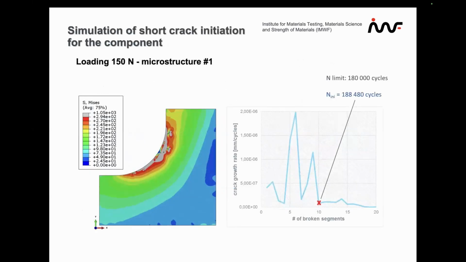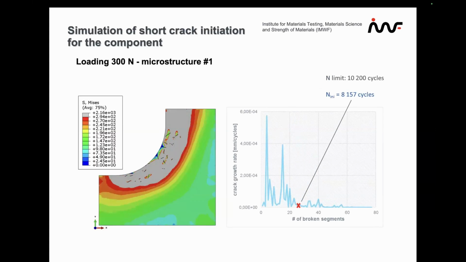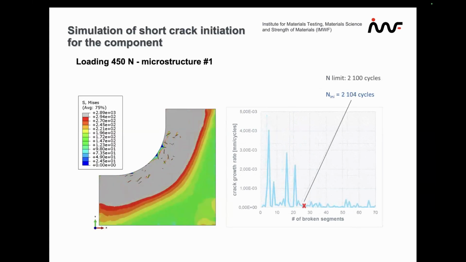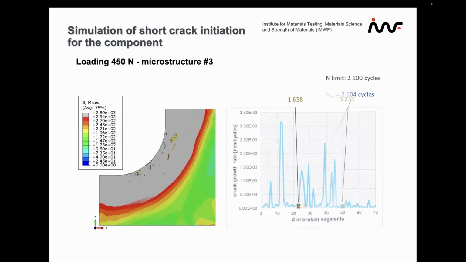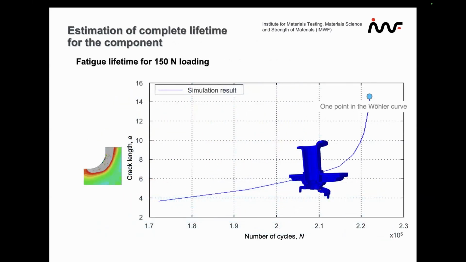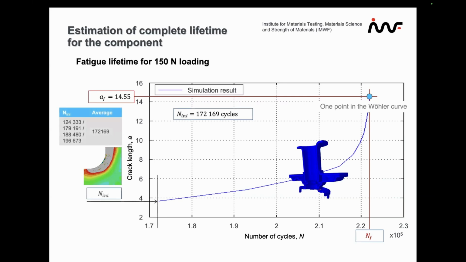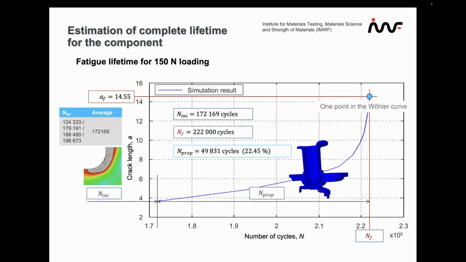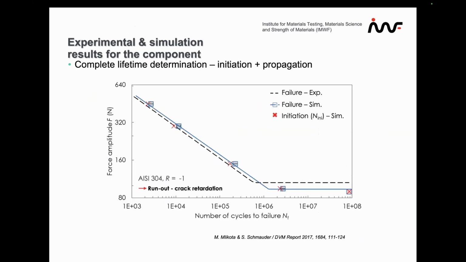For different loading levels, we see then cracks coming up in the microstructure in the critical notched regime: 150, 300 Newton, more cracks appearing, 450, even more cracks. For different microstructures, a similar crack situation, decaying of the crack propagation rate, and then going to the macroscopic crack, which is then finally leading to failure. And as I mentioned before, this gives us one point in the component Wöhler diagram in the end, with the discrimination of the number of cycles to failure for the initiation and propagation phase.